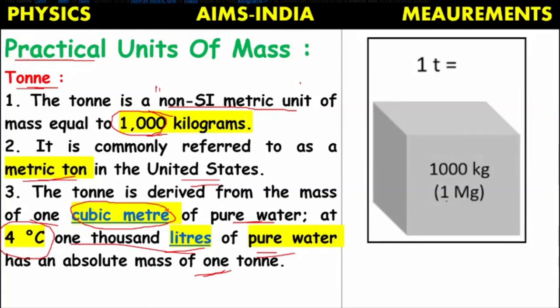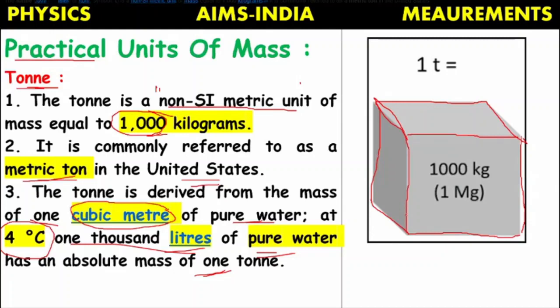If we take 1 cubic meter of volume, meaning 1 meter length, 1 meter breadth and 1 meter height, and take a container like this, and this entire volume is filled with pure water, then the mass of that pure water, without the mass of the container, which is kept at 4 degrees centigrade, is considered as ton.